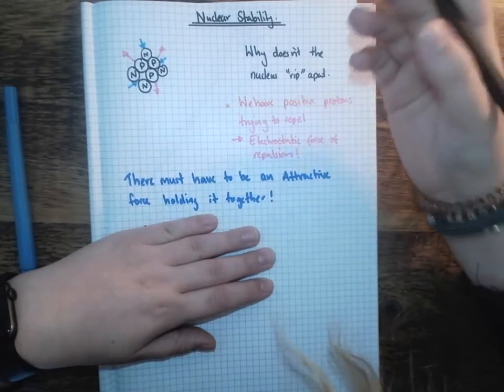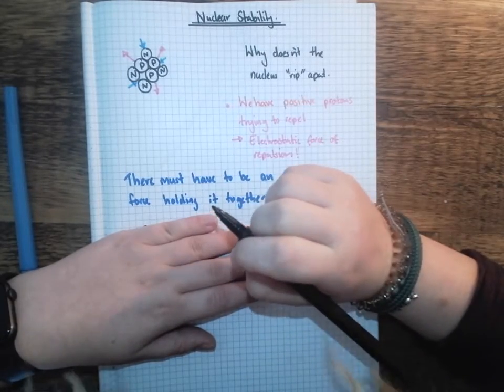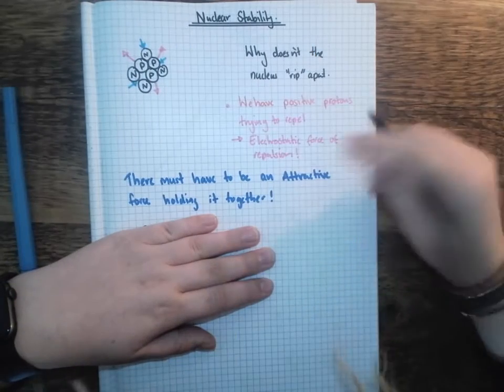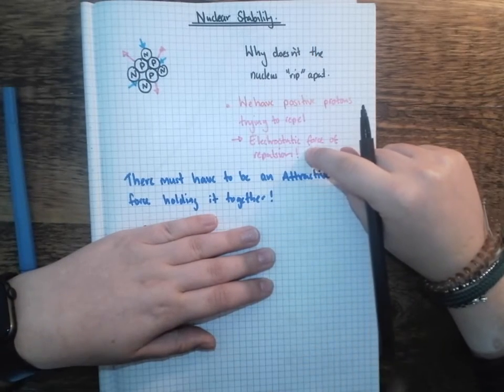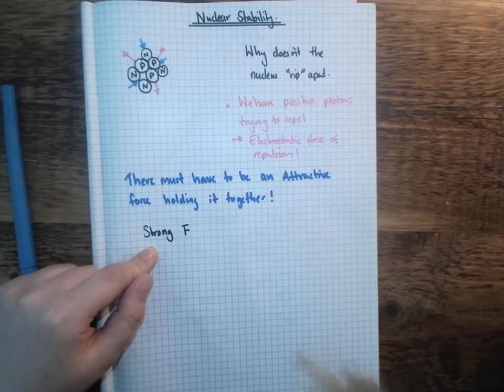So scientists then were like, well, therefore there must be another force acting in that nucleus. And that force must be an attractive force trying to pull this in together to counteract that repulsive force. Okay, and scientists then discovered this force and called it the strong force.